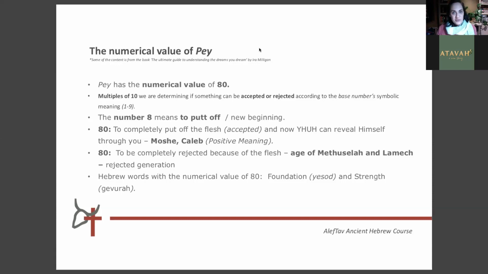So now that you are in a state where Abba can reveal himself through you, we see in scripture the examples given to us of Moshe. Moses was 80 years old when Abba sent him to Egypt to deliver his people. And it's quite an old age to have this big assignment by the age of 80. But I think the symbolism of his age is also very, very important.